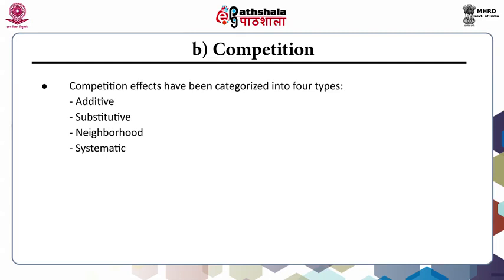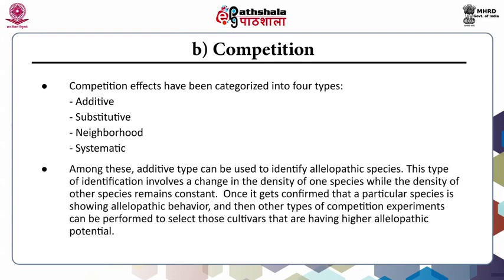Competition effects have been categorized into 4 types: additive, substitutive, neighborhood and systematic. Among these, the additive type can be used to identify allelopathic species. This type of identification involves a change in the density of one species while the density of the other species remains constant. Once it is confirmed that a particular species is showing allelopathic behavior, other types of competition experiments can be performed so as to select those cultivars that have higher allelopathic potential.